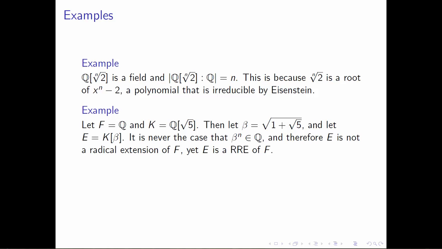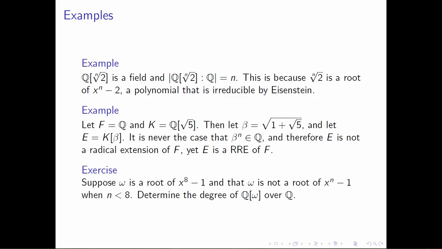and this builds us a nice repeated radical extension of the rational numbers, F contained in K contained in E. The chain is, first we adjoin the square root of 5, then we adjoin the square root of something in the middle field, and that's our little tower of fields that we need to build for an RRE.